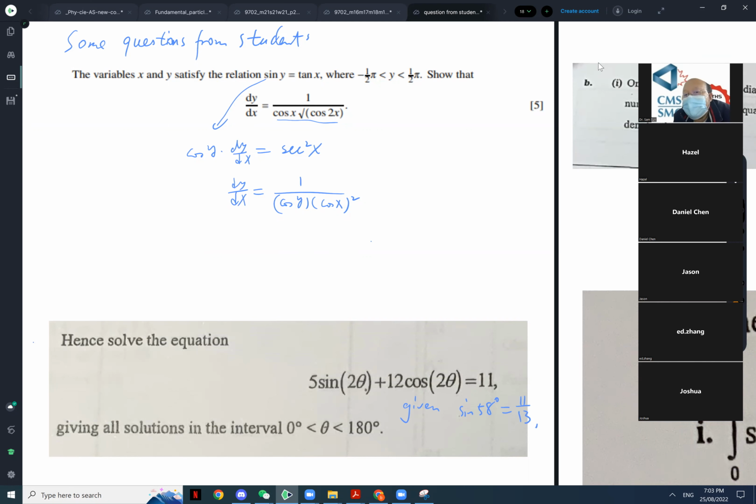Next step, how do we simplify it? We need a cos y, but we have sin y. Check here. I told you sin y equals sin over cos. This one will be tan. What's the adjacent? We have opposite and hypotenuse. What's the adjacent?